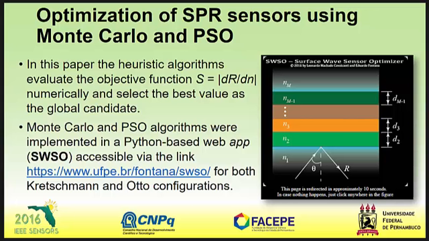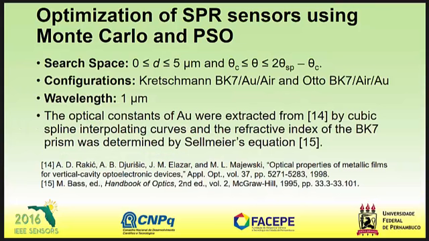So we have applied those algorithms to the design of SPR sensors. We implemented a Python-based web app that you can access using this link to the website, and try to design by yourself some SPR sensors with the sensitivity optimized. Here's the configuration of our problem. We define the search space.